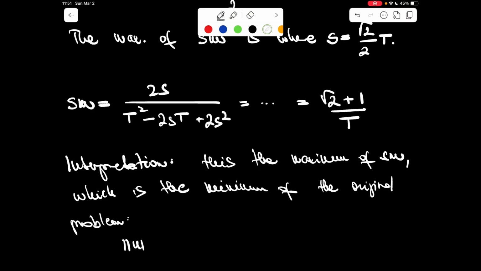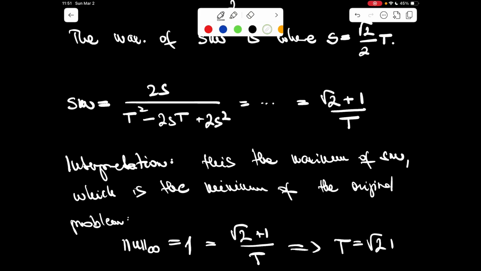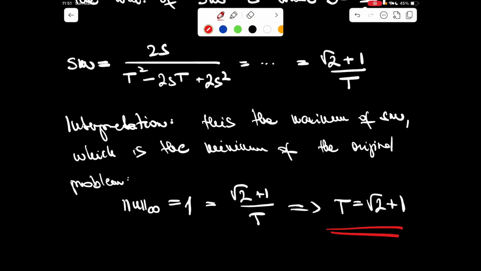So given that this is 1, then this equality holds, from which it follows that the time is the same as we calculated previously. So we solved the problem in 2 different ways.